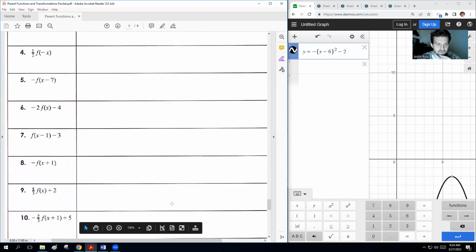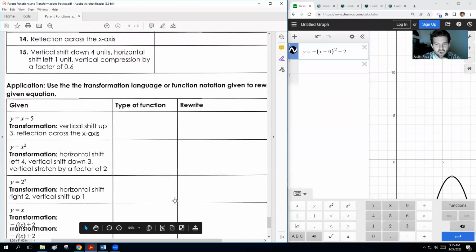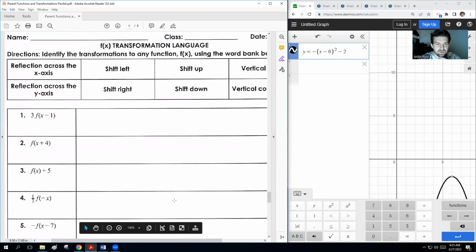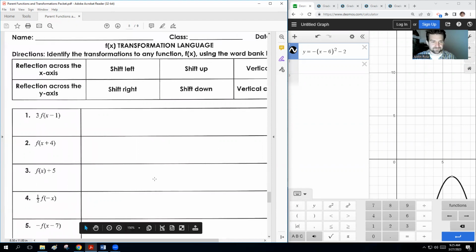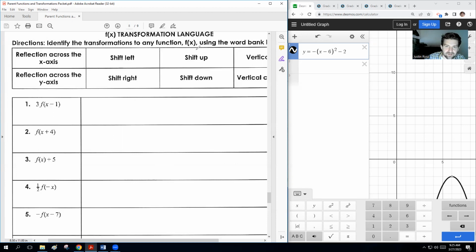If you want to pause the video at any time, we're going to try to look at the equation and identify all of the changes just by looking at the function. Okay, so we're going to say, is it reflecting over the x, the y, shift left, shift right, shift up, shift down? Is it a vertical stretch or vertical compression? I like to look through first, find the shifts. So this one is a shift to the, I'm just going to write the arrow.